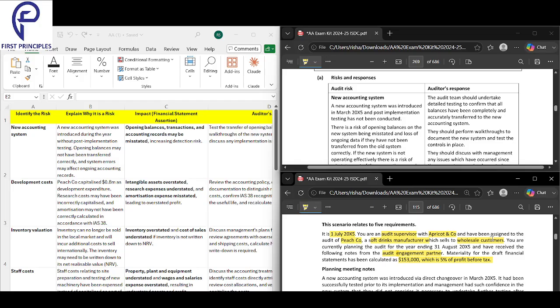Next, what is happening is there was a meeting and your audit engagement partner, that means the head of the audit team, okay, the head of the audit team.